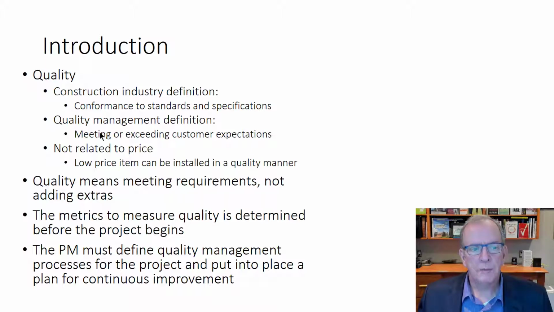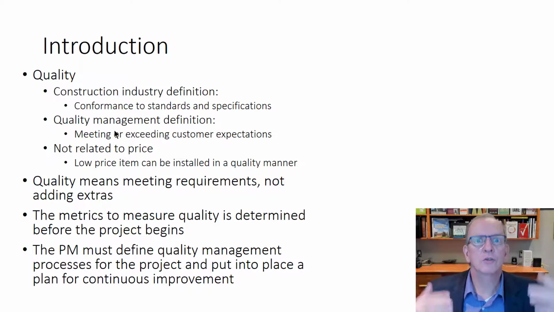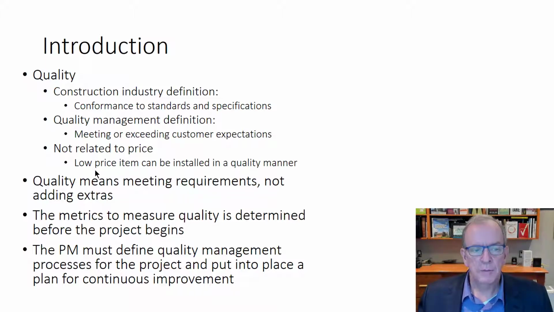What are the acceptable tolerances within those specifications so that we know the requirement that we need to meet? So we also have quality management definition, meeting or exceeding customer expectations. This can be a little bit nuanced at times because true quality management, you want to know what it is that you're supposed to meet and just arrive there. Doesn't mean that you're doing a lot of extra things necessarily. So we'll discuss that a little bit too. Not related to price. So really we have a function to fulfill, and doesn't matter if it's a low price, we can still meet a certain quality expectation if we have the right systems and processes in place.